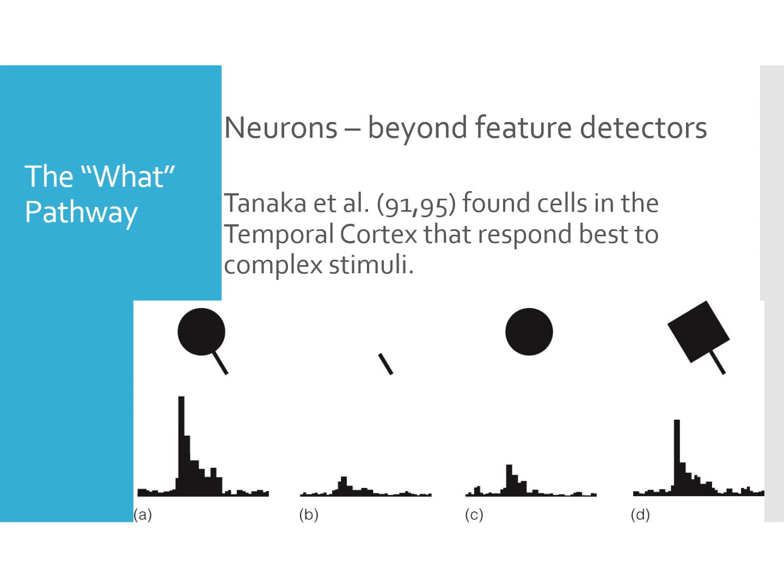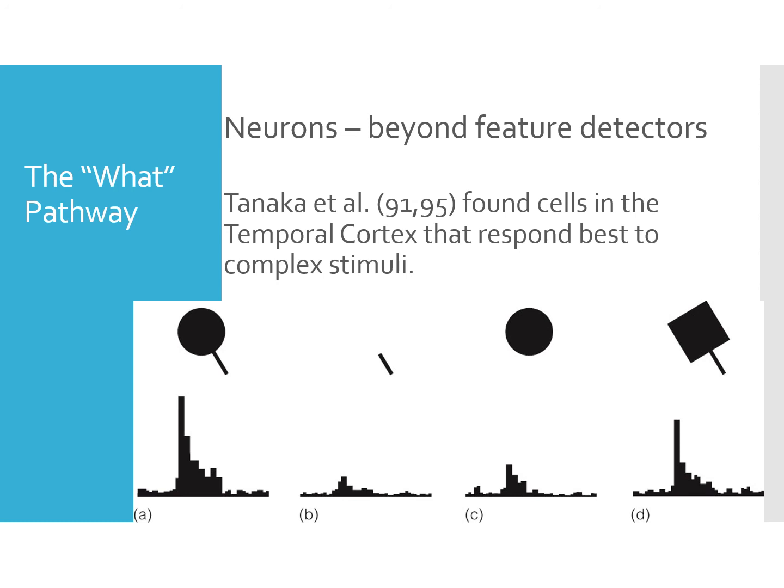So now we're talking about neurons and their receptive fields. We're getting beyond feature detectors. Like I said, we really don't want to keep our world pulled apart into features. As we're moving towards that complex shape analysis, somewhere in the temporal area, Tanaka et al. in 1991 and 1995 found cells that respond best to complex stimuli.